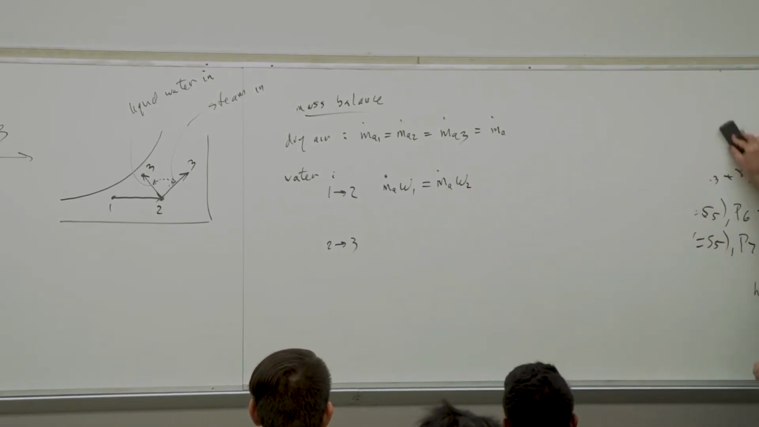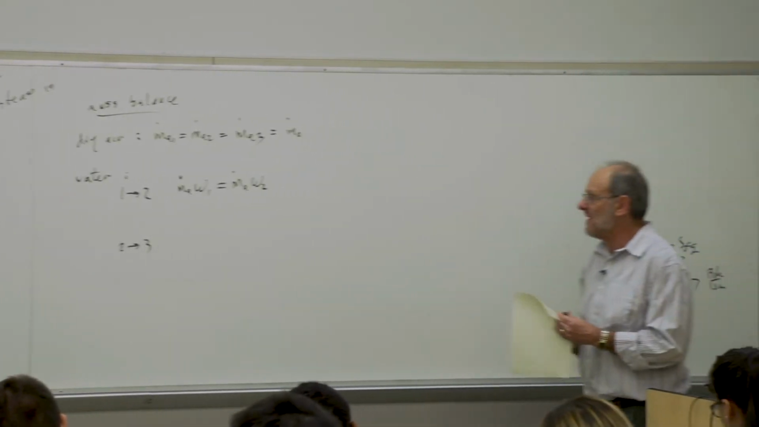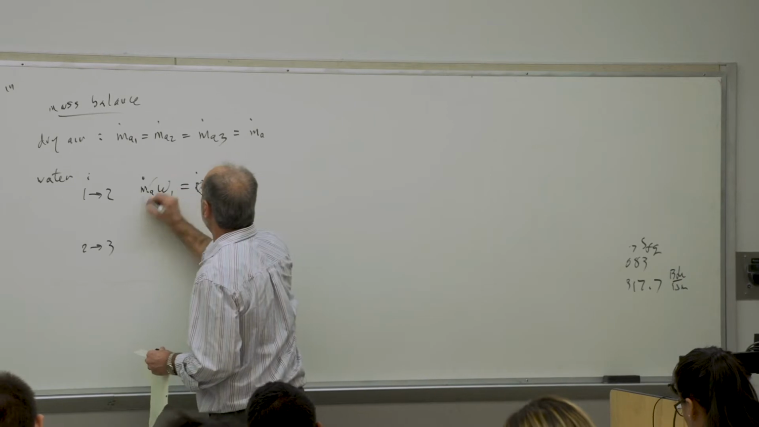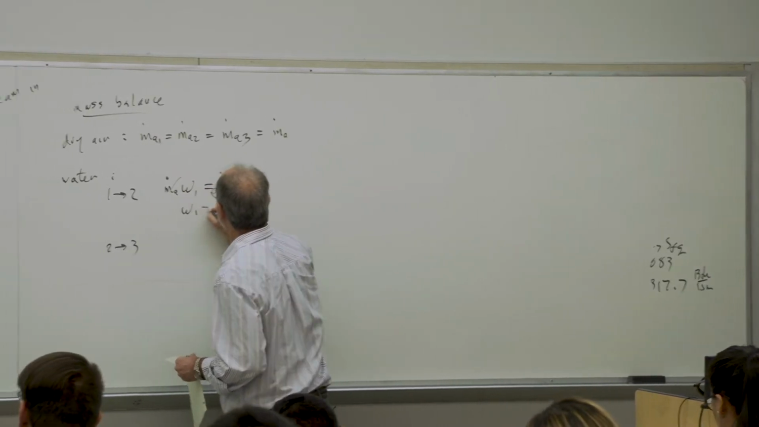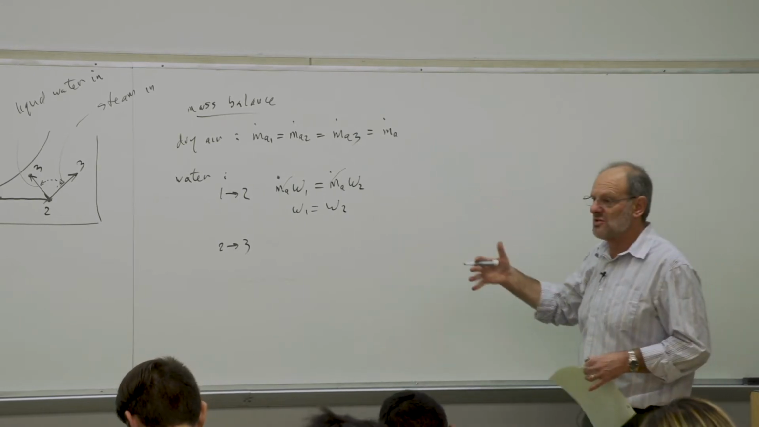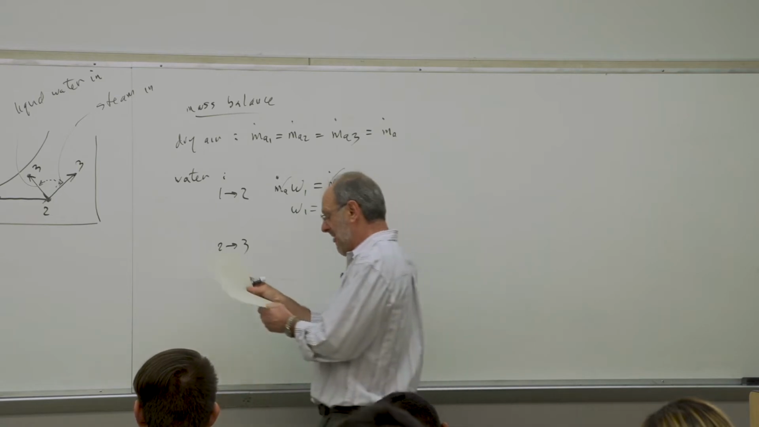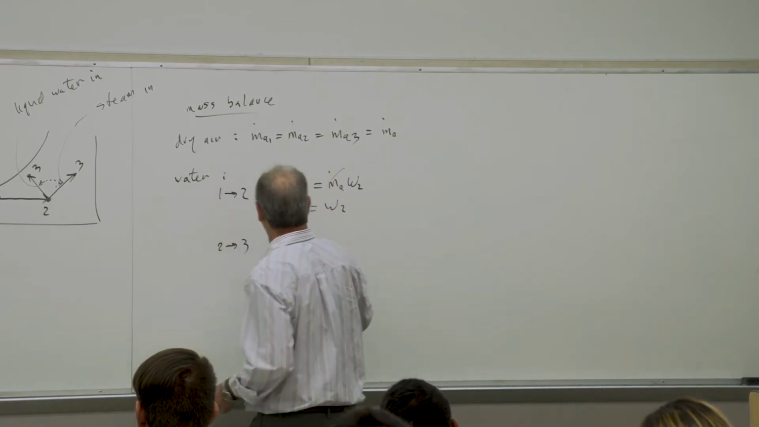Again, no water is condensing, no water is being added. It's just a constant value. In fact, you can also see that the air mass will cancel, and then omega 1 equals omega 2. I mean, again, we know this, right? This is just obvious to us. It's been stated earlier today. So that's an equation we have. From 2 to 3, things are a little bit different.